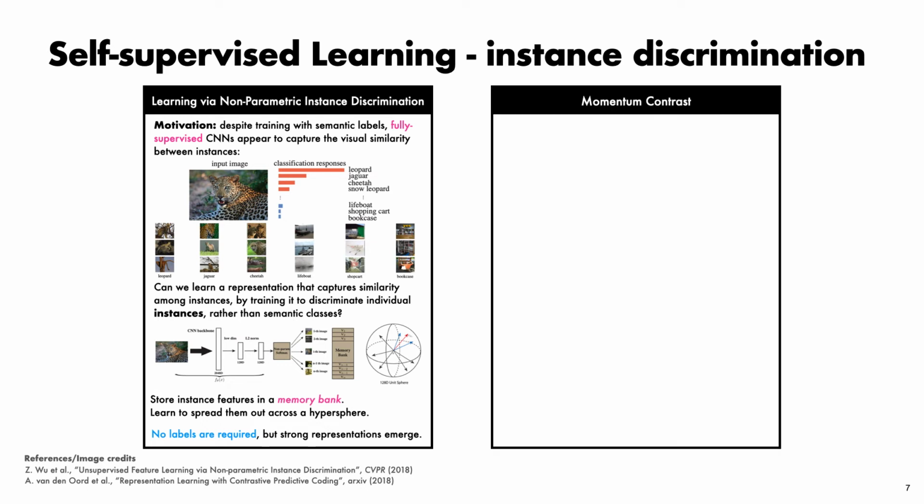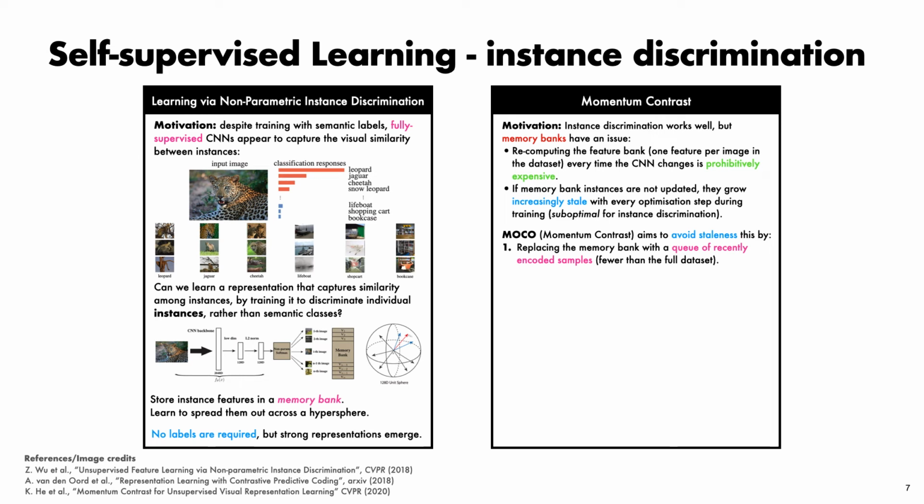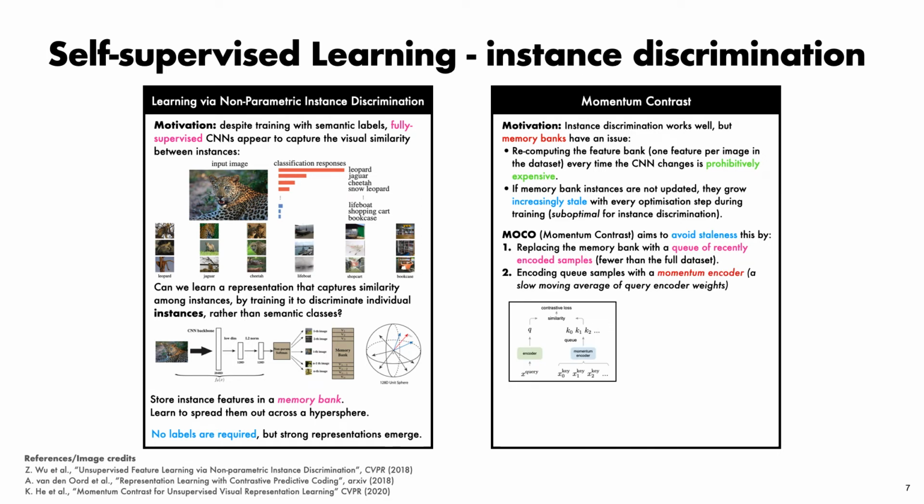Momentum contrast considered an extension to this approach. The motivation behind this work was that instance discrimination works well, but memory banks have an issue. On the one hand, recomputing the features stored in the bank, i.e. one feature per image in the dataset, for every update to the CNN parameters would be prohibitively expensive. On the other, if memory bank instances are not regularly updated, they grow increasingly stale with every optimization step, which is suboptimal for instance discrimination. MoCo, or momentum contrast, aims to avoid this staleness issue by first replacing the memory bank with a queue of recently encoded samples, fewer than the full dataset, and encoding queue samples with a momentum encoder, which is formed from a slow-moving average of query encoder weights.